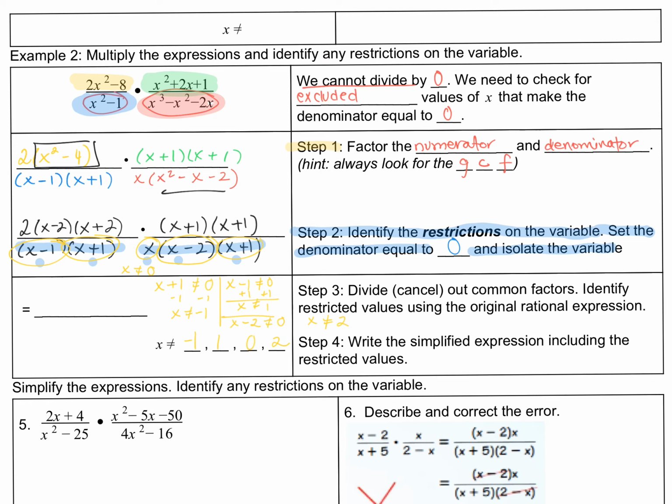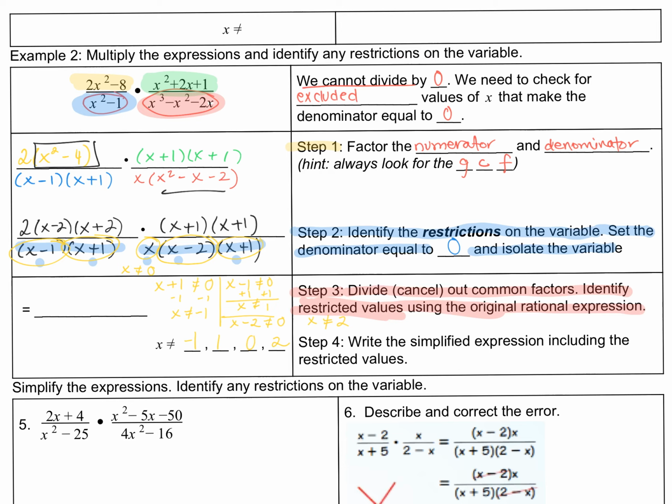So I've actually sort of already done part of step 4. And I sort of skipped step 3, but that's okay. We can kind of do it interchangeably. Step 3, divide out common factors. Identify restricted values using the original rational expression. So we've already identified those restricted values. Now we need to also divide out common factors.